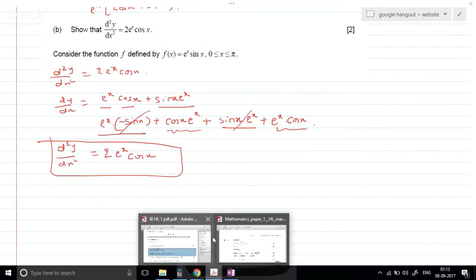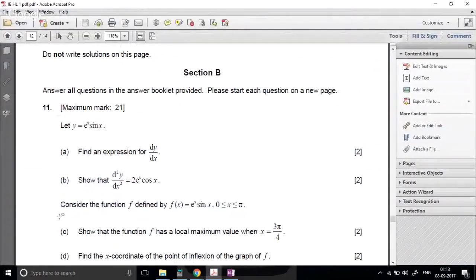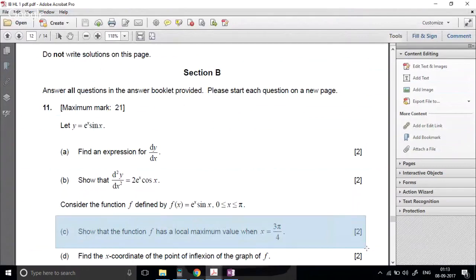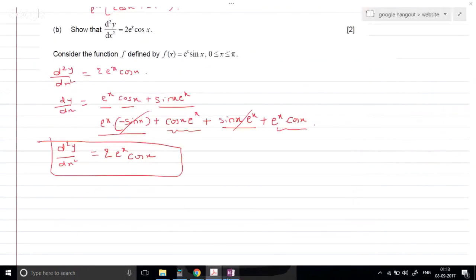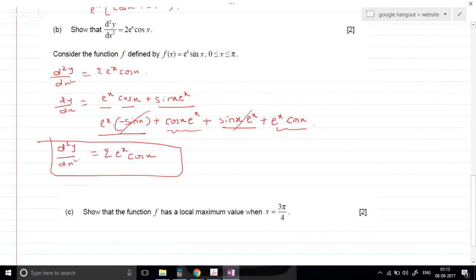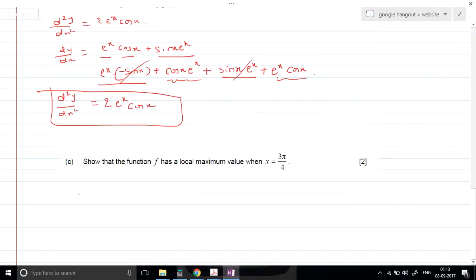Now next part of the question. The next part of the question says show that the function has local maximum when x equal to 3 pi by 4. Now to find the local maximum or local minimum, you have to take the first derivative, which is dy by dx, as equal to 0. That means whenever the curve is turning around here and here, the slopes will be equal to 0. That's why we'll take dy by dx as 0.